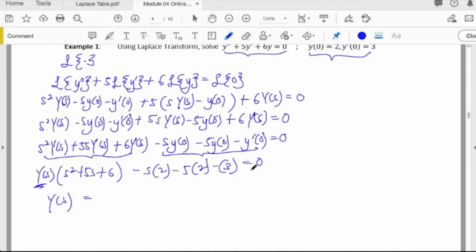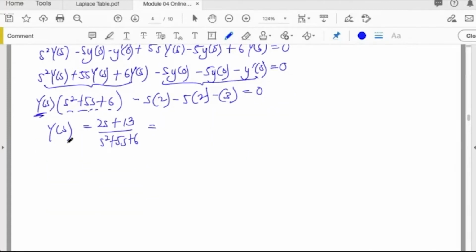Okay, so that part you bring to the right hand side. So from negative to become positive as 2s, and this part, if you add them, becomes negative 13, you move to the other side, becomes positive 13. And that part, if you bring to the other side, it becomes divide by s squared plus 5s plus 6. Okay, so you have function Y(s).